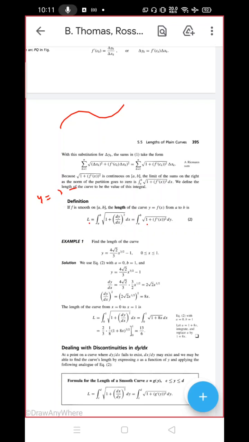If your function is in parametric form, then also you can find the arc length. Quickly please write these two things. Both are the same actually. In place of y you are putting f of x, and we also write the equation like this: y is equal to f of x. So please write the formula.